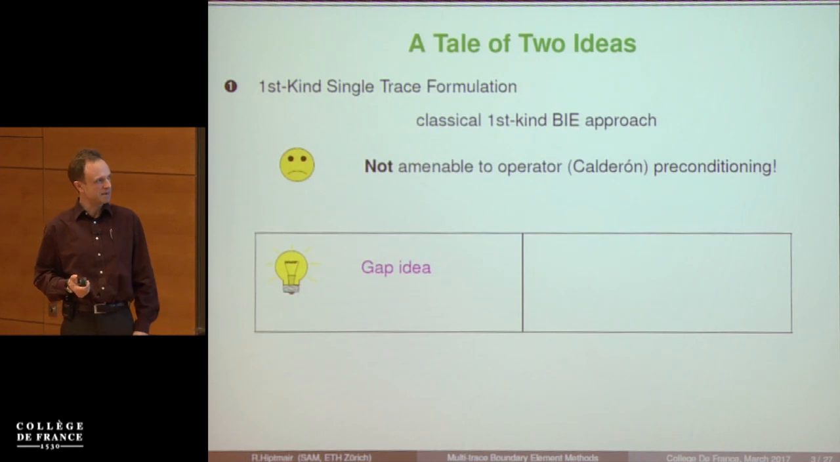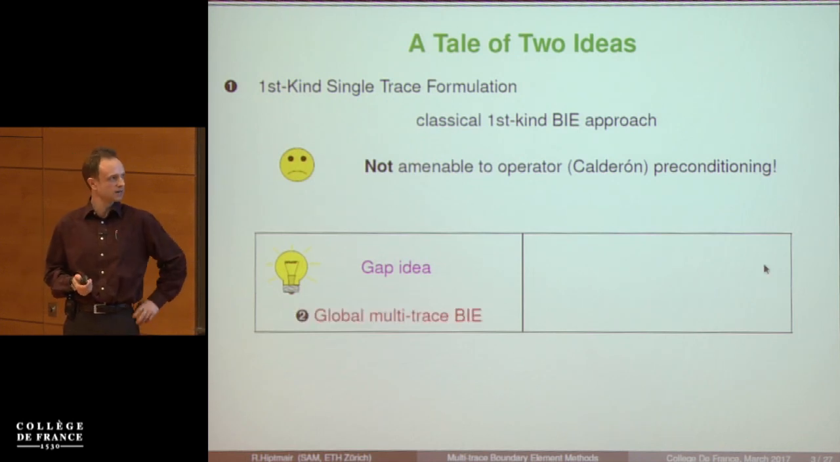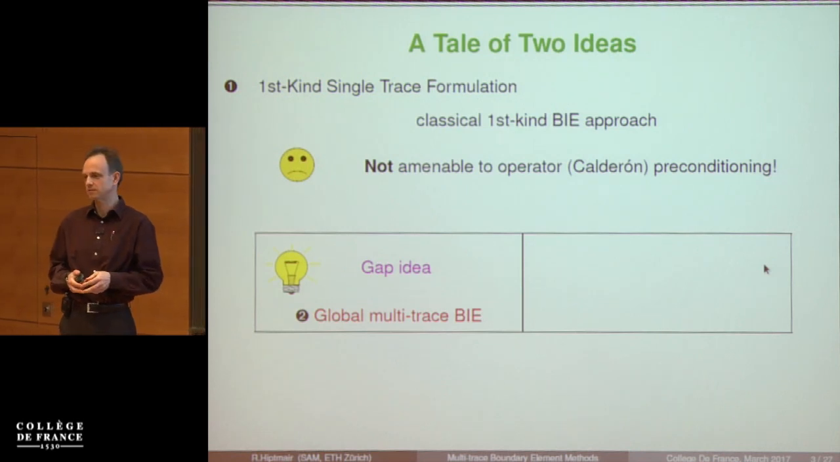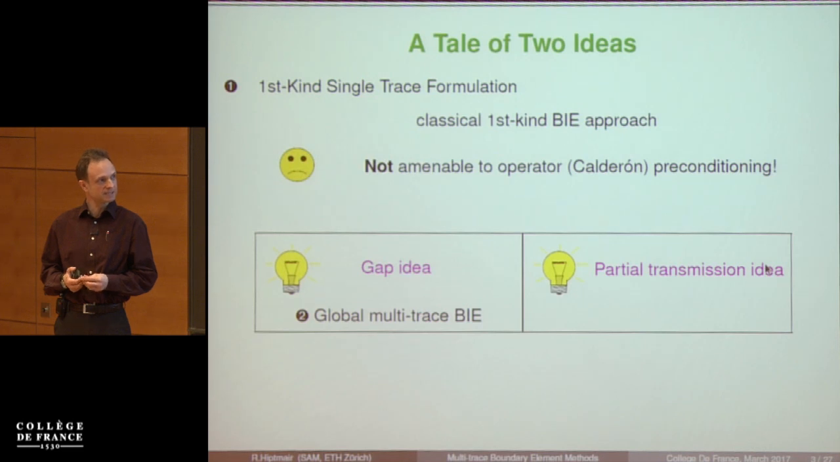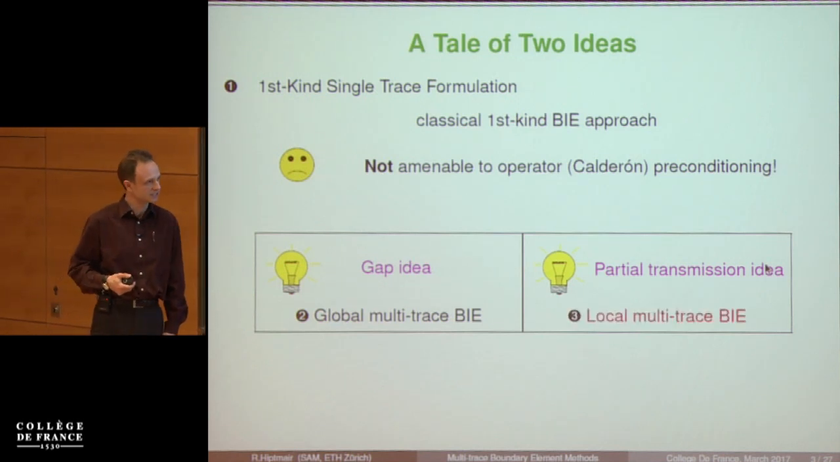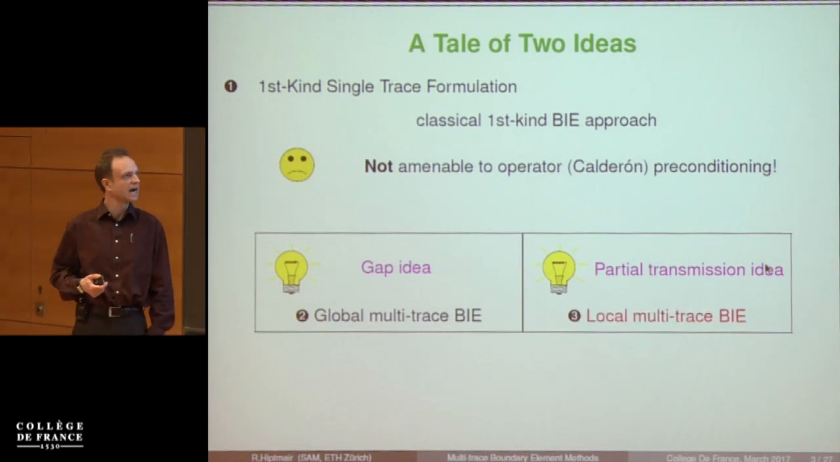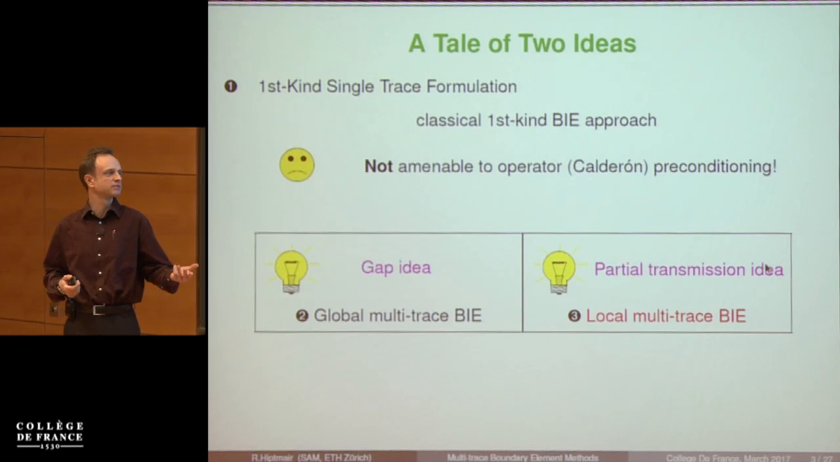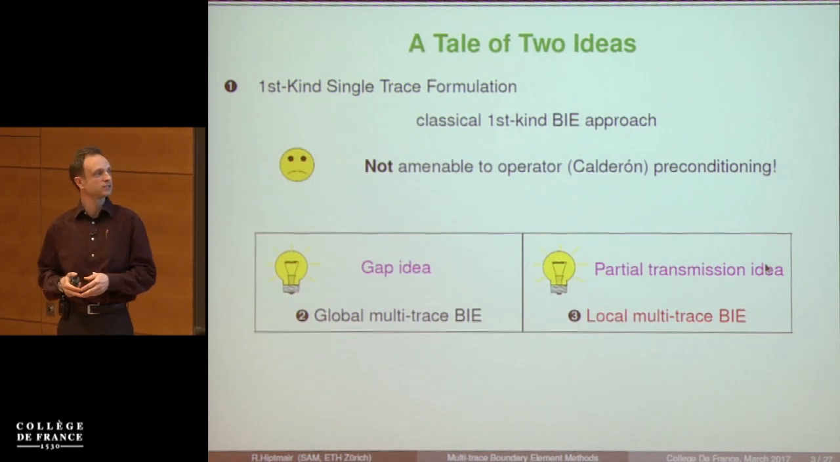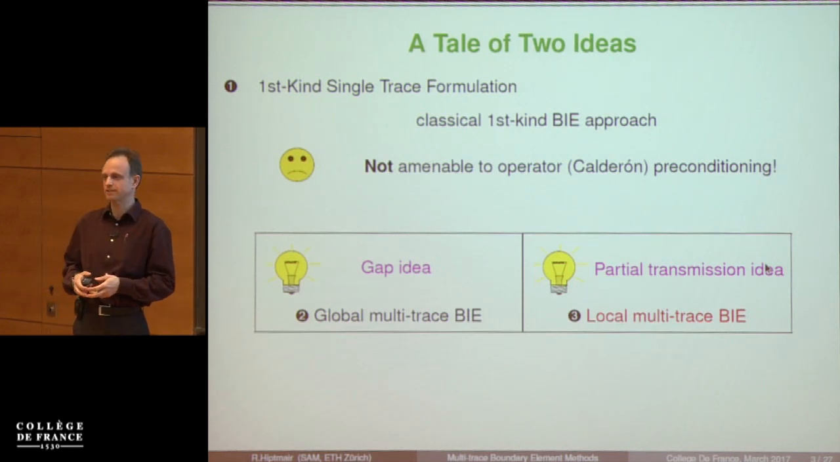First idea is a so-called gap idea, and it leads to a global multitrace formulation. And the second idea is called a partial transmission idea, or local use of transmission conditions, and it yields what I have dubbed local multitrace formulations. Two ways to switch from single trace to multitrace.